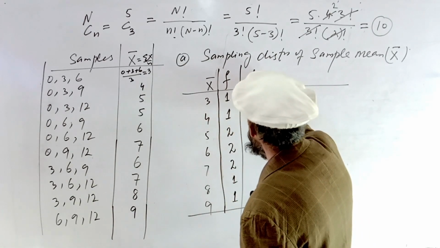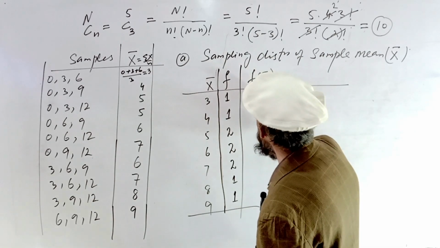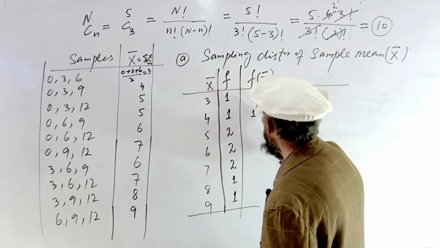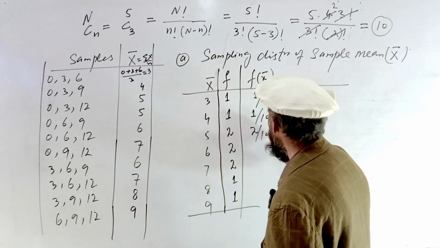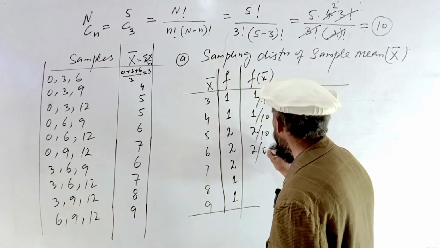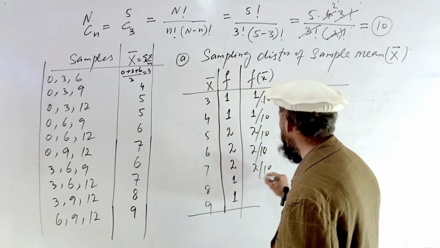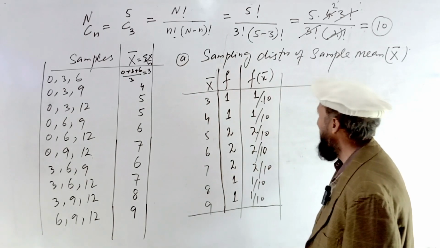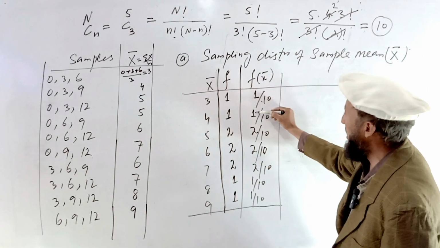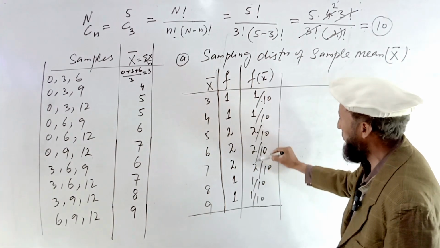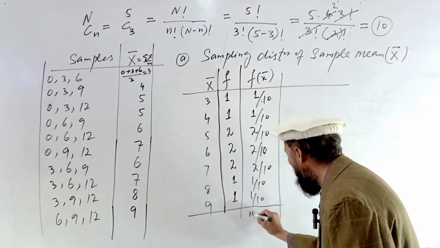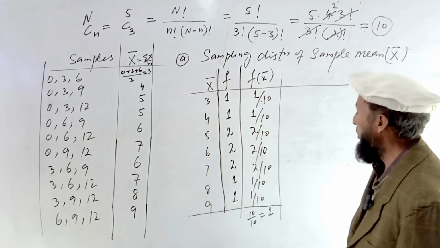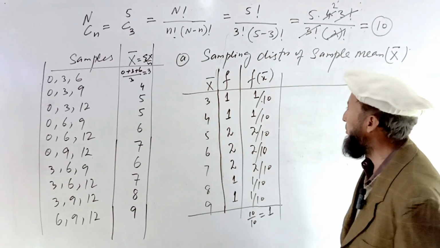Now f of x bar, the probability of each sample, is 1 divided by 10, and here 1 divided by 10, 2 divided by 10, 2 divided by 10. Similarly, here is 2 divided by 10, 1 divided by 10, and 1 divided by 10. Probability must be 1, otherwise our question is wrong. 1 plus 1, 2, 2 plus 2, 4, 6, 8, 9, 10 divided by 10. The probability must be equal to 1, otherwise the question is wrong. So our question is correct.